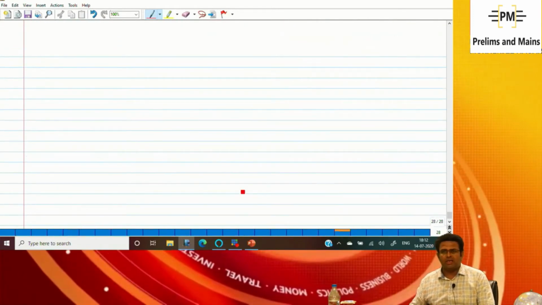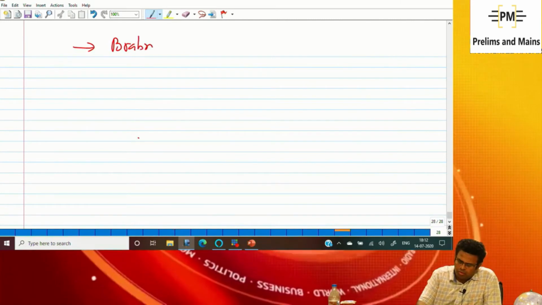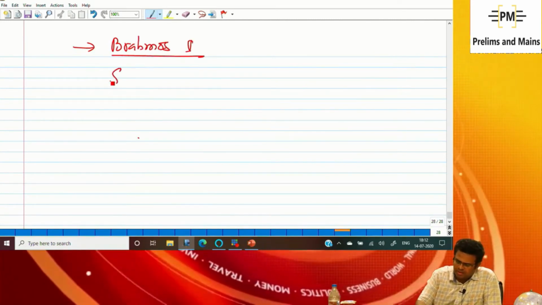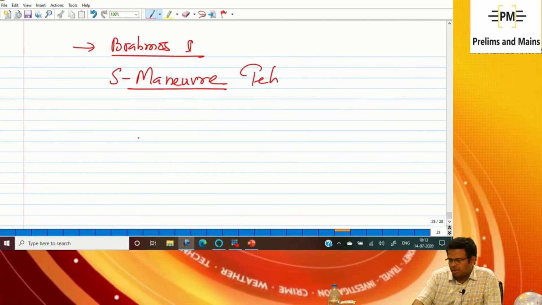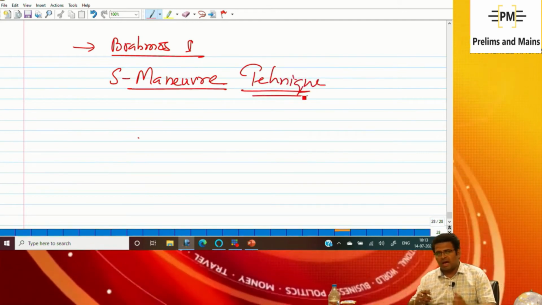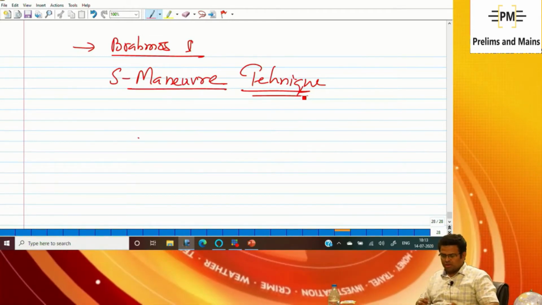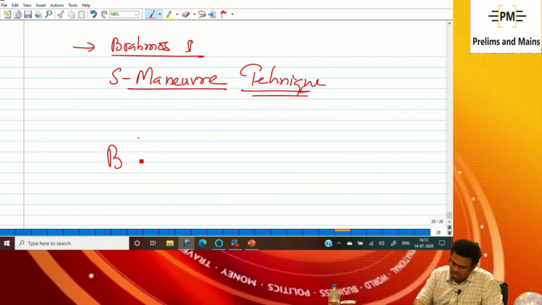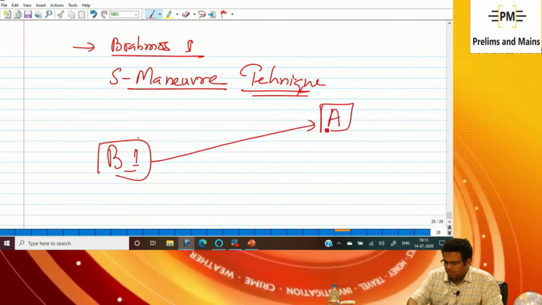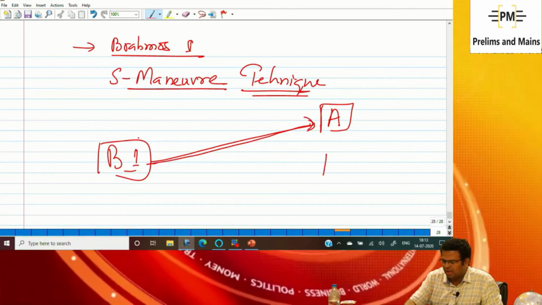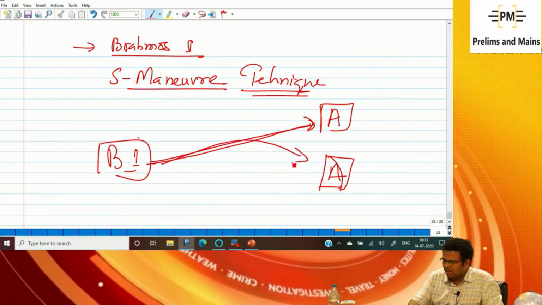BrahMos 1. Another point, if I say that it is an S maneuver technique, BrahMos 1 has the S maneuver technique. Suppose I launched BrahMos 1 from here towards this region A. But while it is moving towards A, by the time it gets there, if they have shifted their position, then it can move like this and still hit the target.